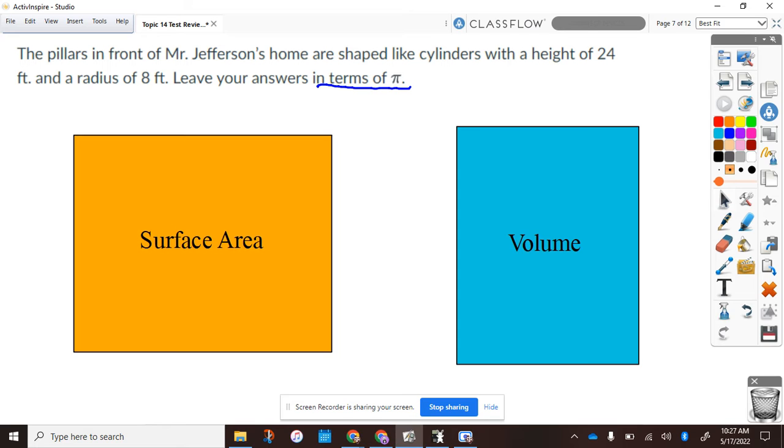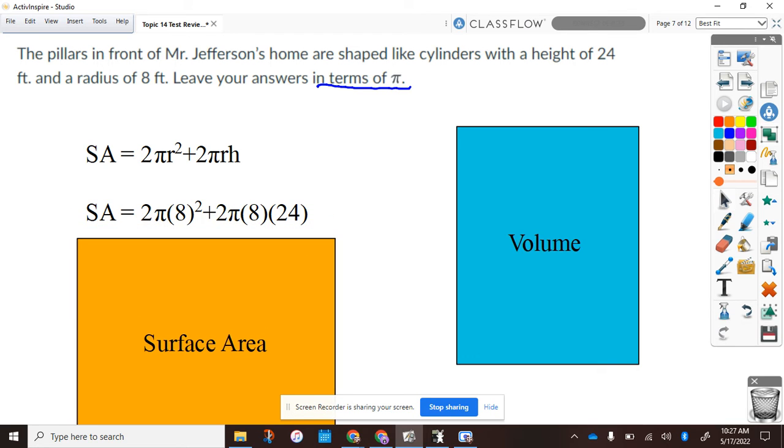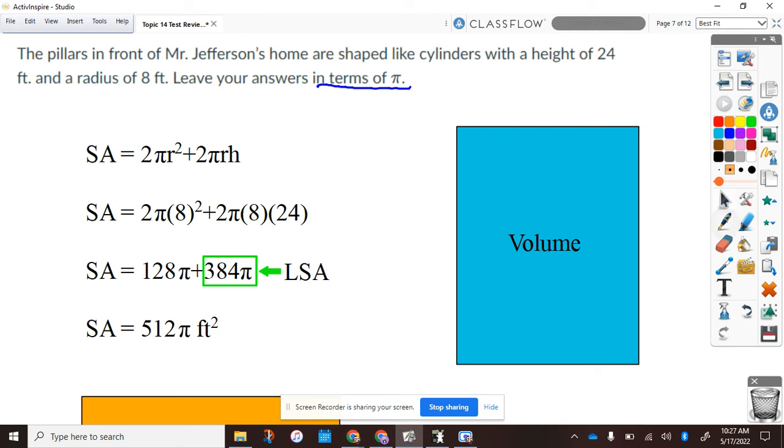Surface area, 2 pi r squared plus 2 pi r h. So that means we're going to be doing 2 pi, and then our radius is 8. Our height is 24. Remember that in the calculator, the only thing that you're doing is 2 times 64. The only thing that you're doing in the second part is 2 times 8 times 24. If we were looking for lateral surface area, that would be this part right here, 2 pi rh. Fortunately, we're not going to be doing that. All we got to do is look at 128 plus 384. 512 is the number that we're going to type into the canvas with the knowledge that it's 512 pi.